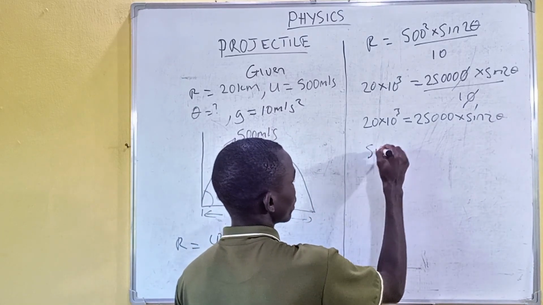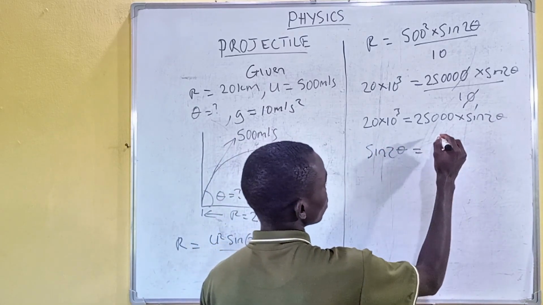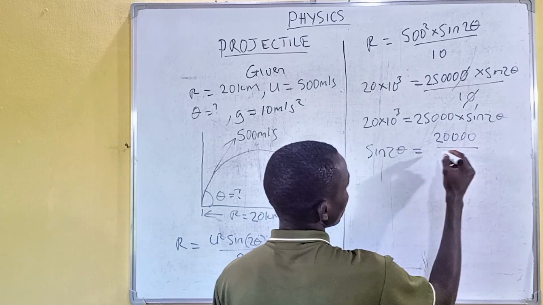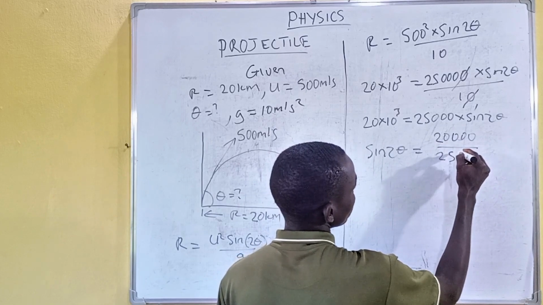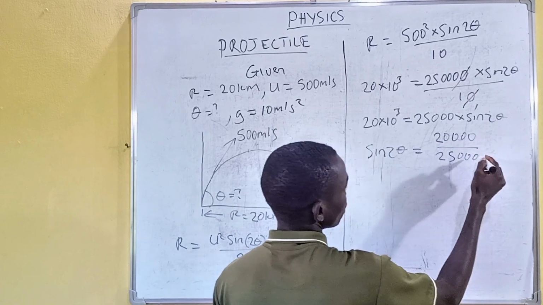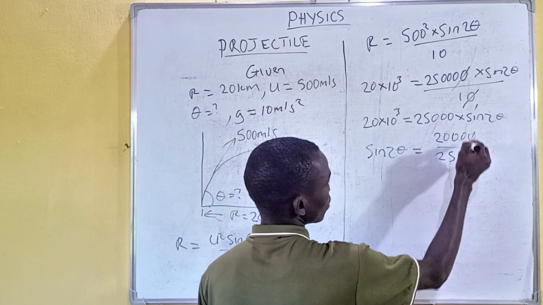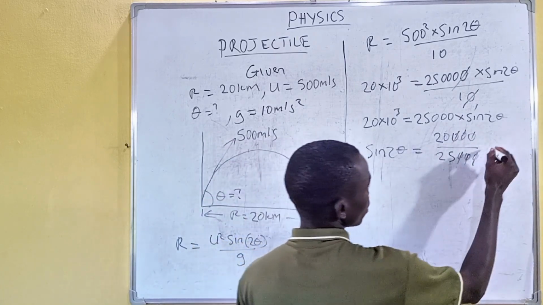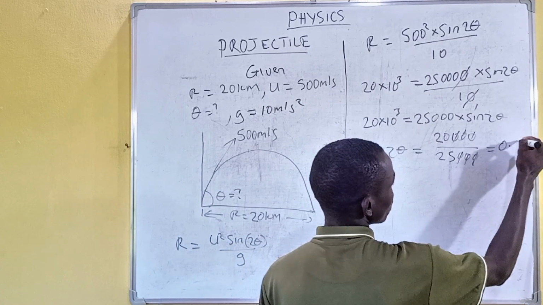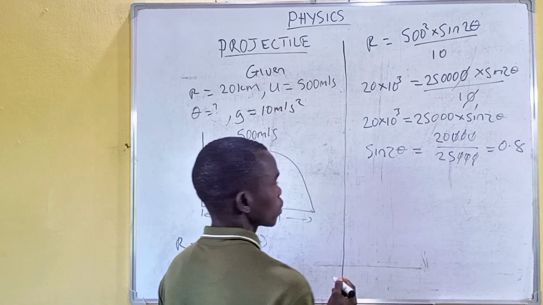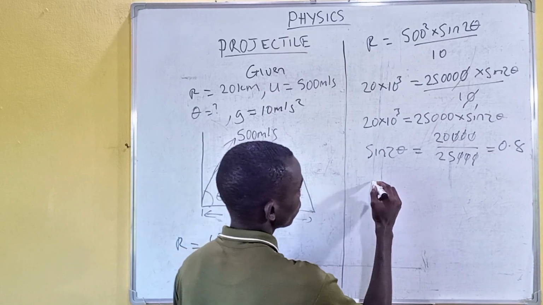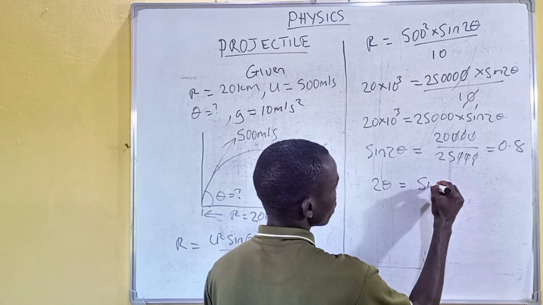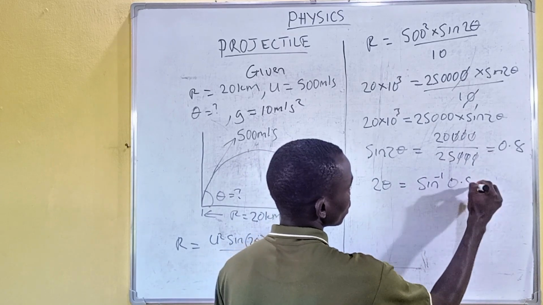It now becomes sine 2 theta equals 20,000 divided by 25,000. This will cancel this, this will cancel this, this will cancel this. So 20 divided by 25, we have 0.8. So we now have 2 theta equals arc sine 0.8.